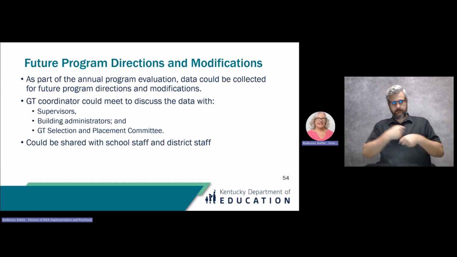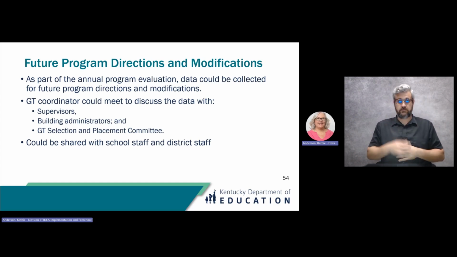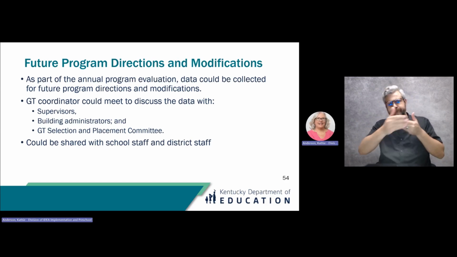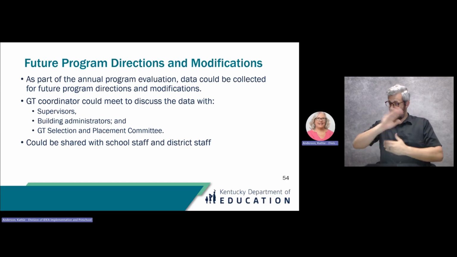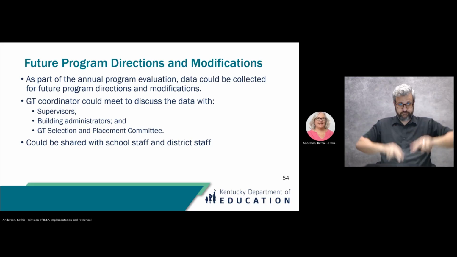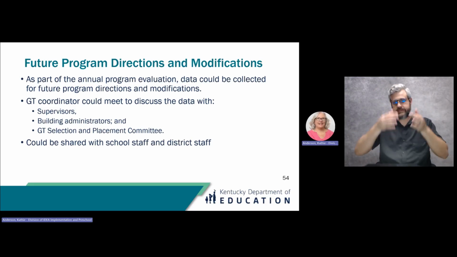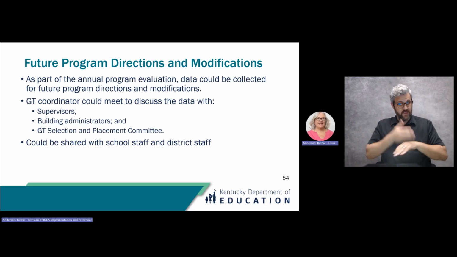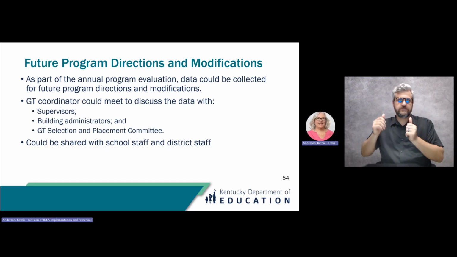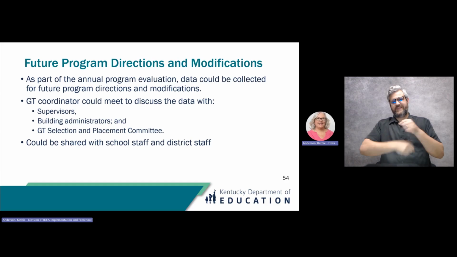The last part of the GT program evaluation is future program directions and modifications. After all the data is collected from program components, the GT coordinator could analyze the data to determine future decisions for the program. After analyzing the data, improvement ideas could be shared with the supervisors and the GT committee. After sharing, next steps could be planned for the upcoming school year. You may want to document any of these discussions.